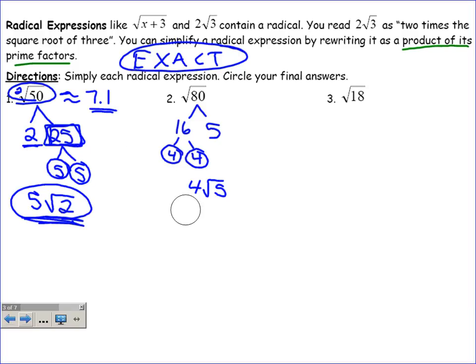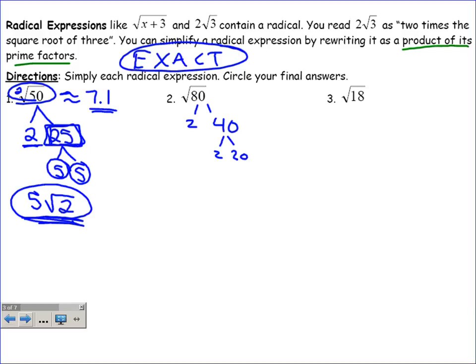Remember 4 square root of 5. Some of you would say, well, I don't know what 80 is divisible by, but I know it's divisible by 2. So you might say, hey, that's 2 and 40. What's 40 divisible by? Well, I don't know. Some people might say 20 and 2, some people might say 4 and 5, or 4 and 10. Let's just say you said 2 and 20. What's 20 divisible by? Well, 10 and 2, some people might say 4 and 5. Let's just say 2 and 10. Okay, what about 10? What's 10 divisible by? 2 and 5.